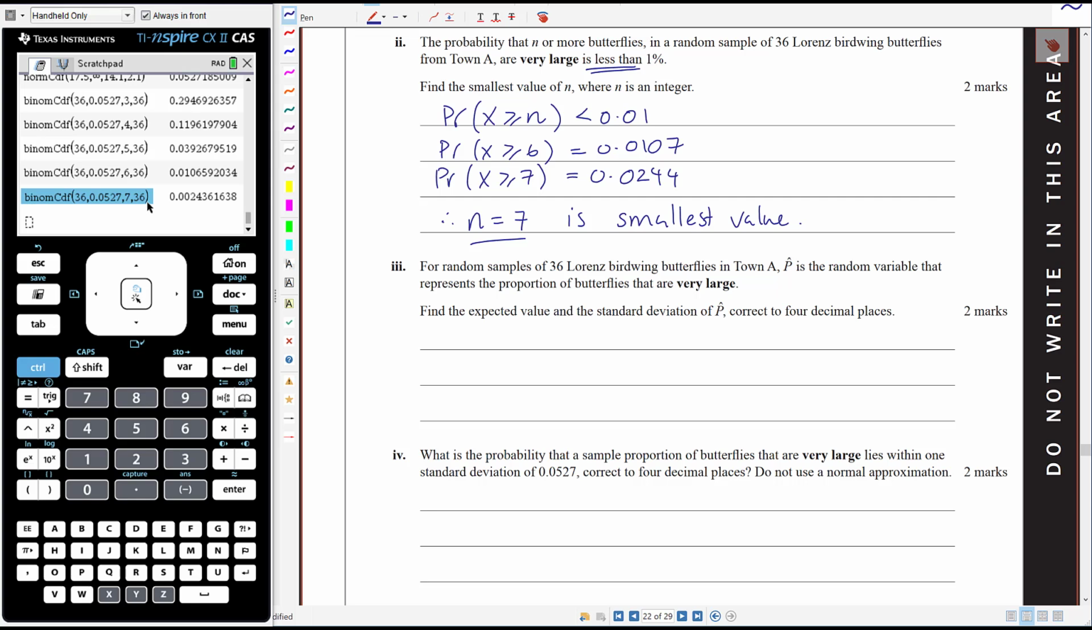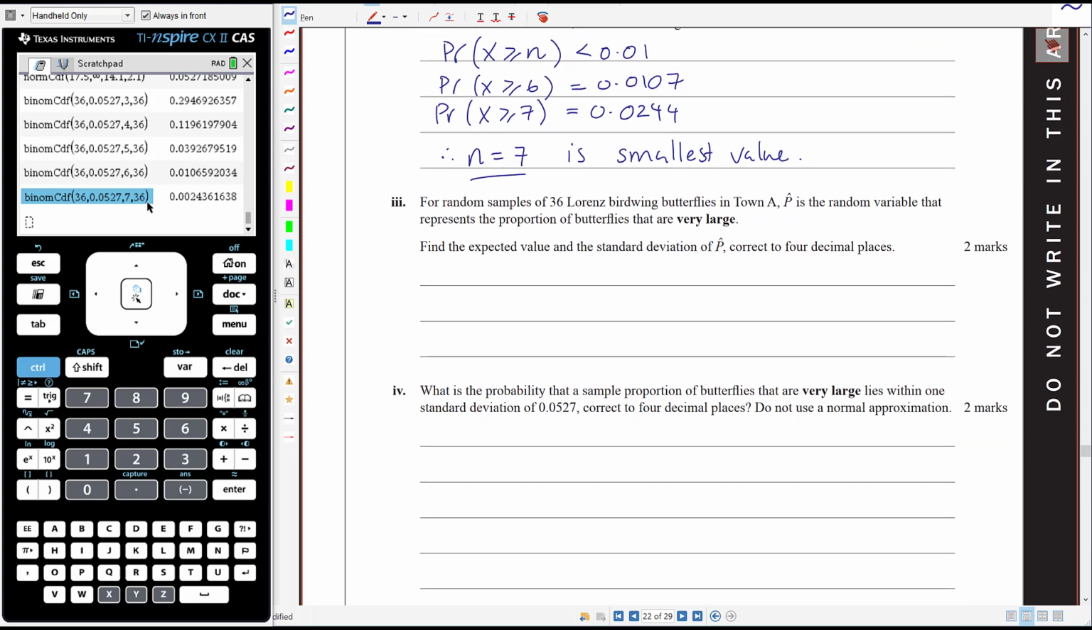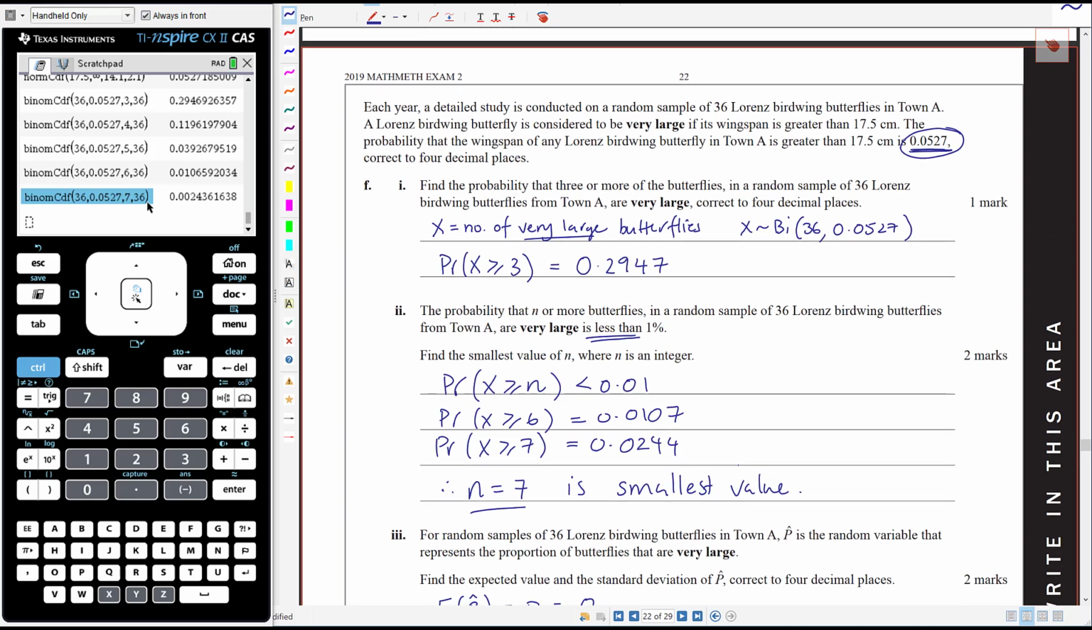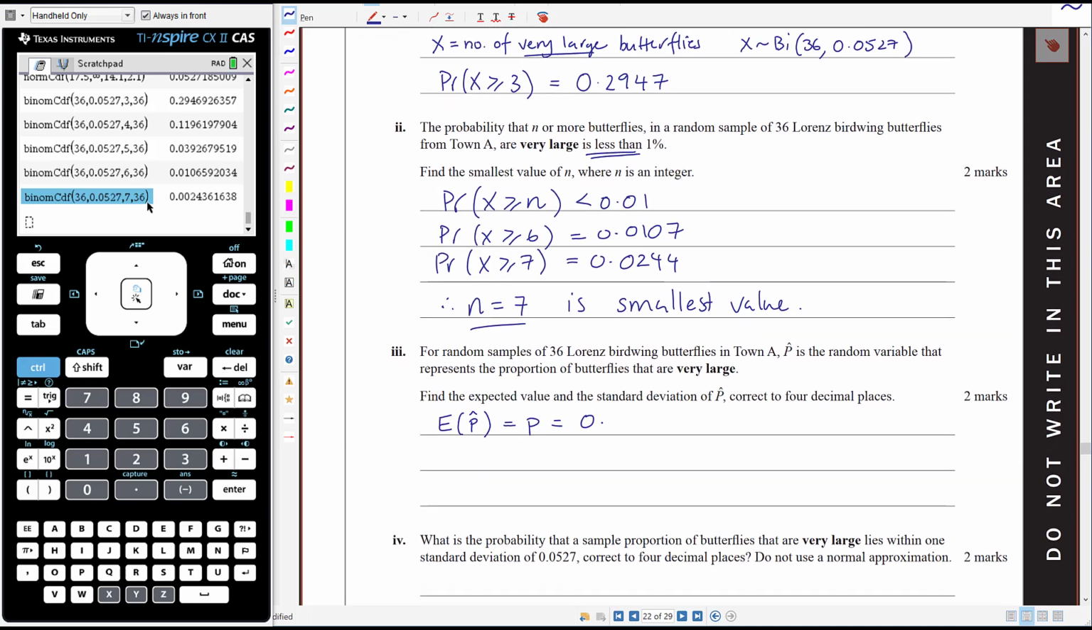Okay, part 3 here, now we're getting into statistical inference, so this is not relevant to the 2020 exam. For random samples of 36 butterflies in town A, p hat is the random variable that represents the proportion of butterflies that are very large. Find the expected value and the standard deviation of p hat. Okay, so we know that the expected value of p hat is just p, which in this case we're given, what was it? 0.0527.